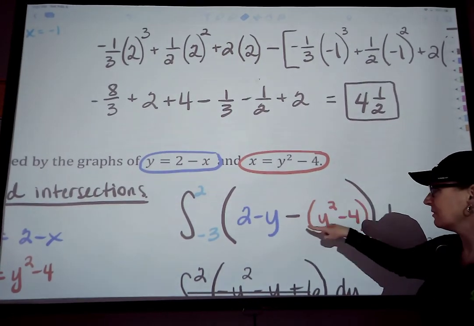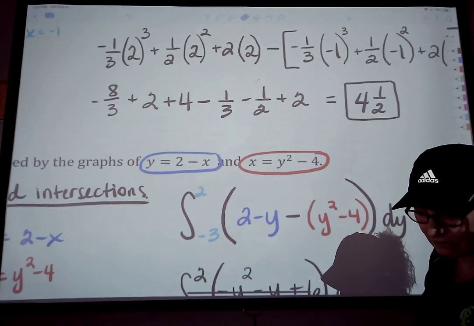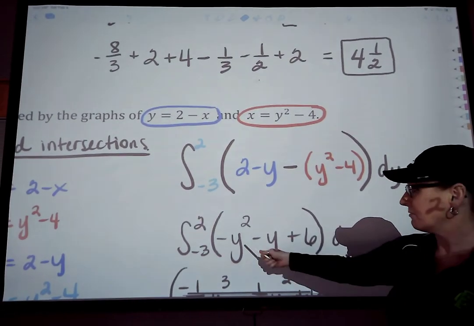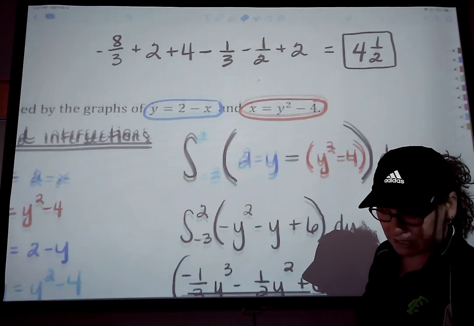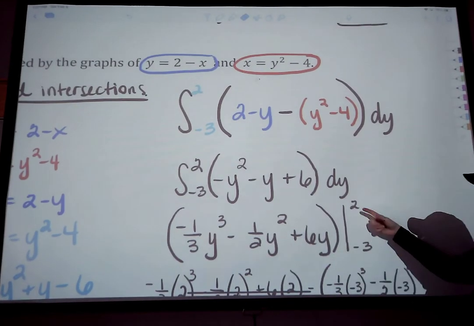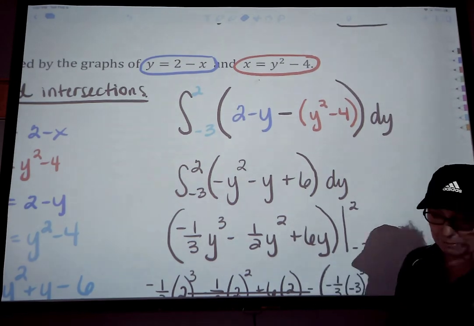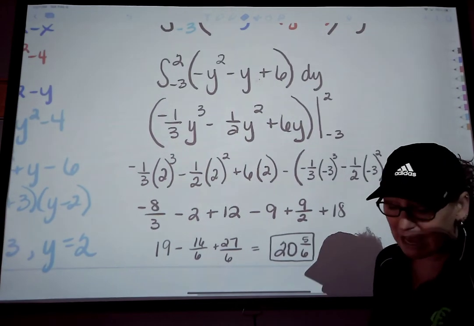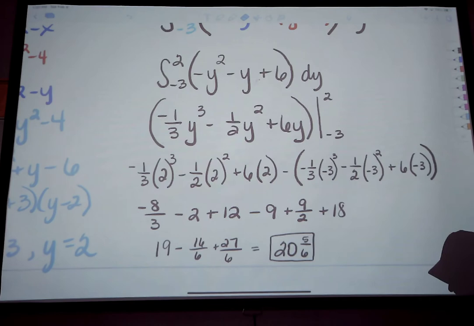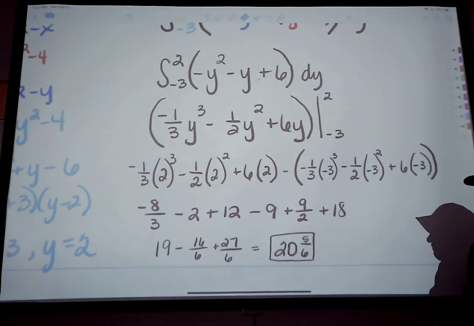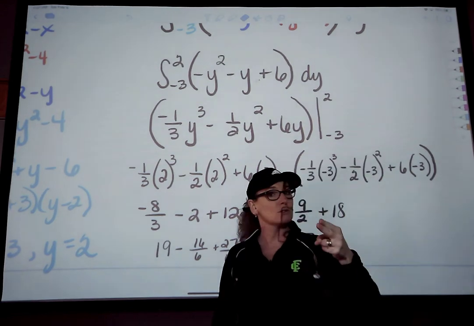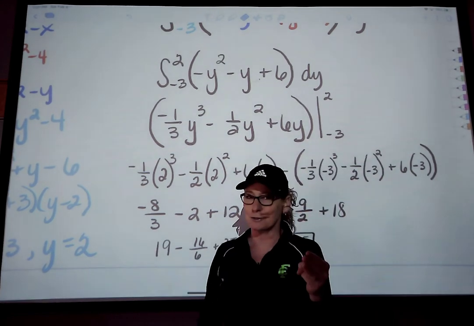Definitely would want to simplify this before doing an antiderivative on it. So I simplified it, put it in polynomial form the way you're used to it. Did my antiderivatives, use proper notation, sub them in, do the math without a calculator, and you should get 20 5/6. All right, practice that graphing, practice those sideways parabolas, practice those fractions.